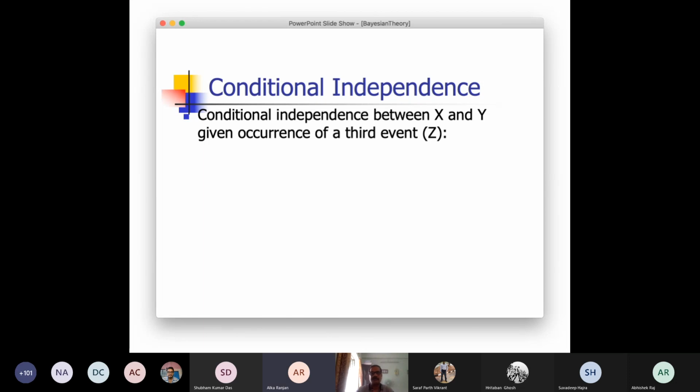Now, conditional independence. When we spoke of the independence of two random variables, there was no condition attached. Two random variables are independent. But conditional independence is that they are dependent on some other random variable, but if you are given a value of that random variable, then these two random variables act like independent random variables. That is the kind of conditional independence.